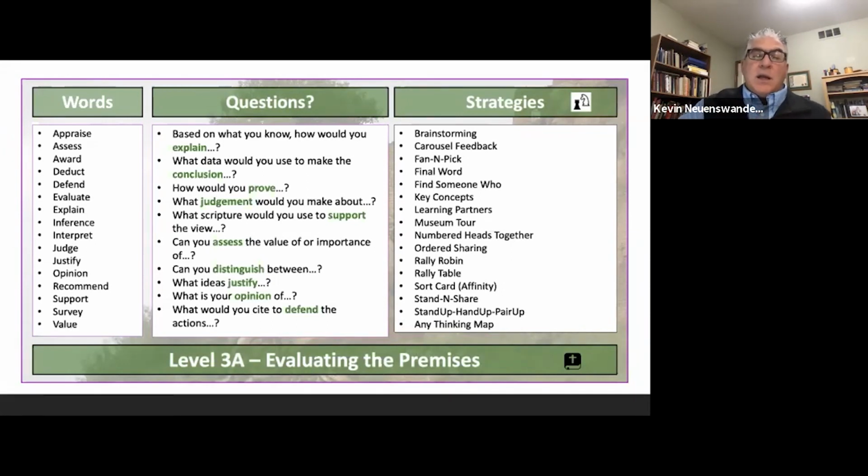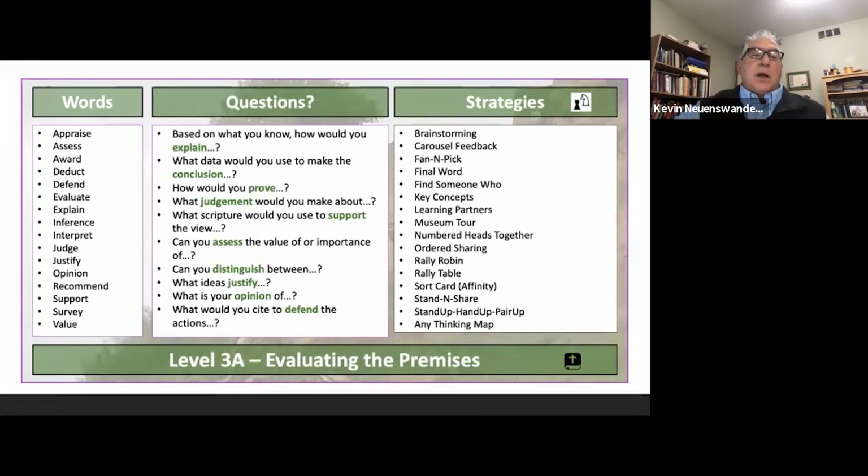So going into the highest levels, 3A and 3B. So that's evaluating the premises. So 3A, the words: appraise, assess, award, deduct, defend, evaluate, explain, inference, interpret, judge, justify, opinion, recommend, support, survey, value, the word bank. Questions based on what you know. How would you explain? Or what data would you use to make the conclusion blank? How would you prove blank? What judgment would you make about?